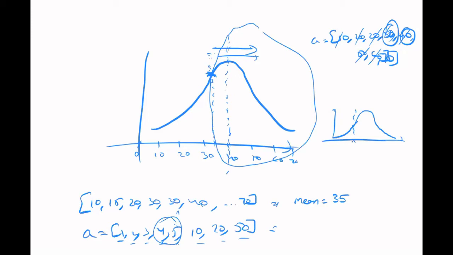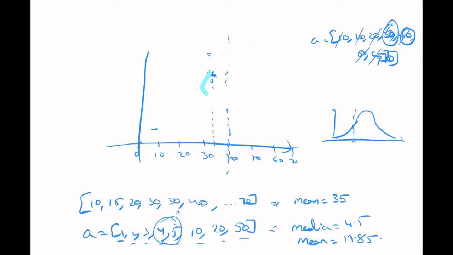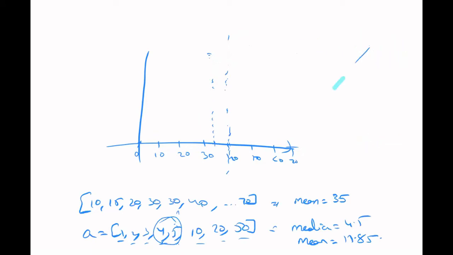So the median is 4.5, as well as the mean. If you remember, we calculated the mean, which was the sum of all this, which was 11.85. So for that, let's try to do some plot here. So let me do that.